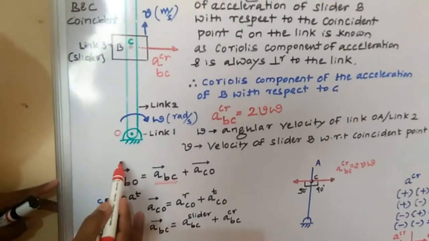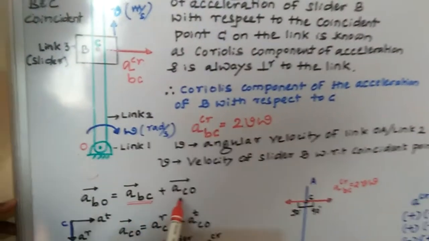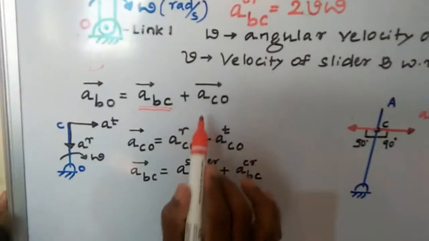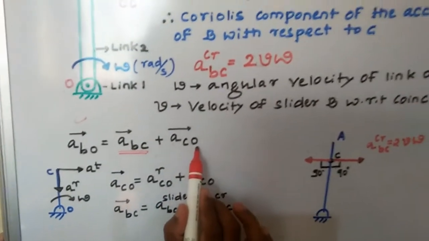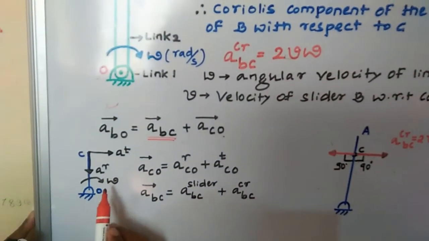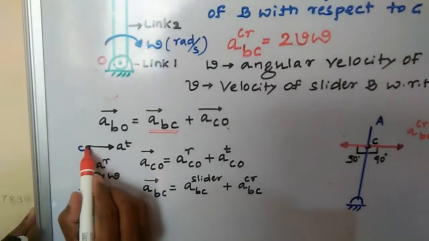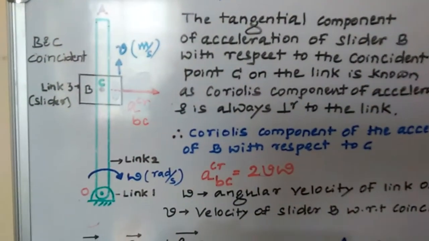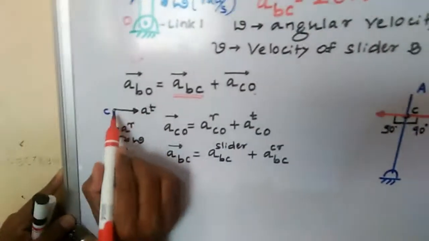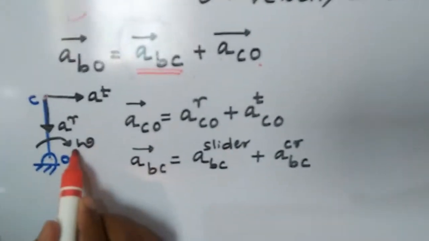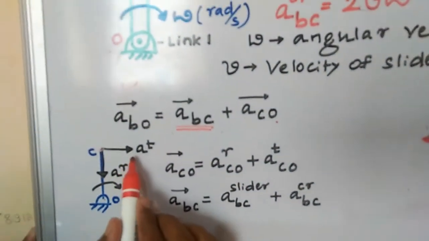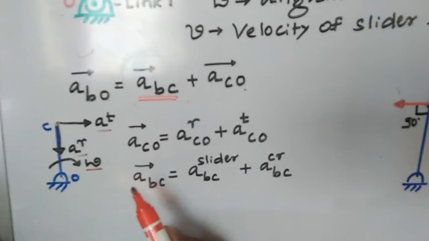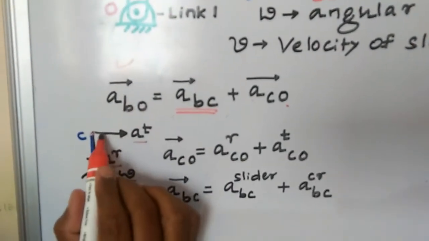In order to go for the acceleration diagram, it comes as a vector diagram like this. Look at this one: the acceleration of C with respect to O we can find easily, as you usually do. I have taken a skeleton diagram here with point C, and the fixed point is O. This is rotating with the angular velocity omega. In that case you will find two components, one tangential and one radial. The tangential component is perpendicular to the radial component.